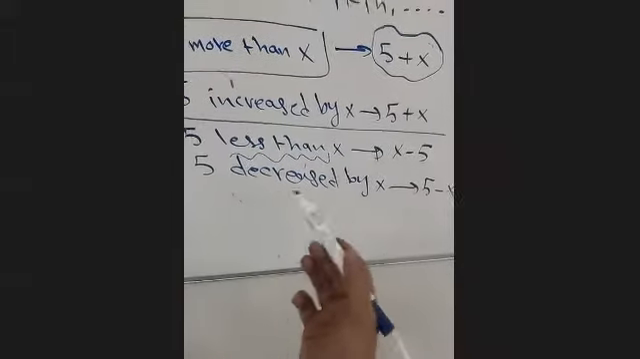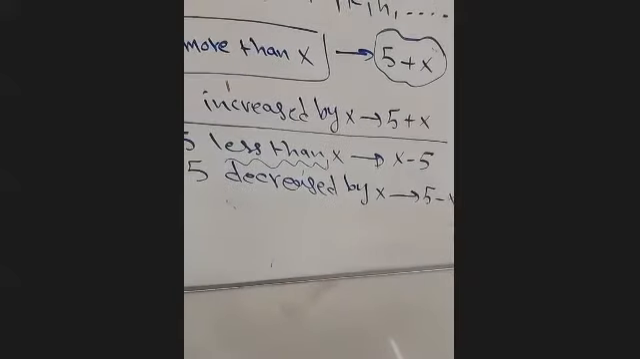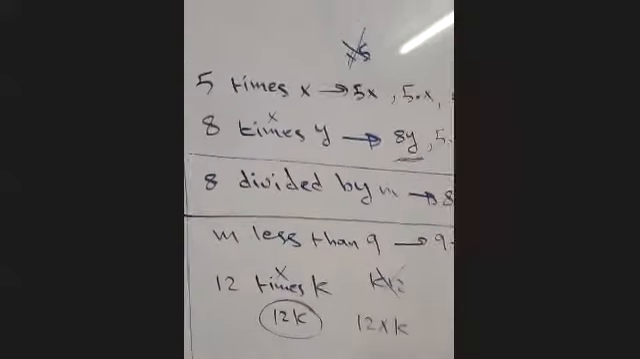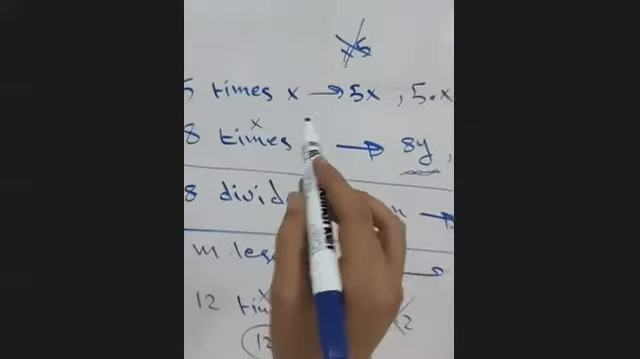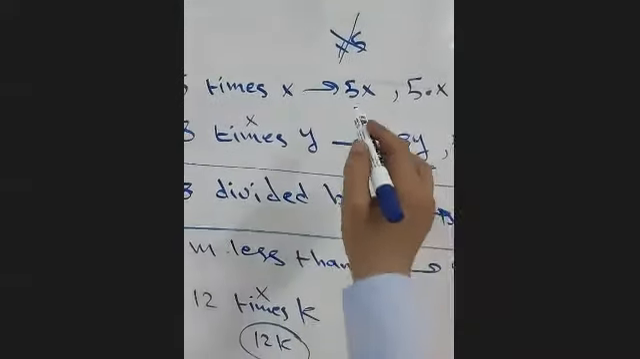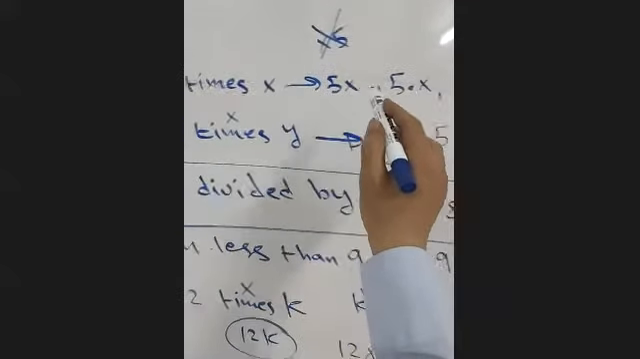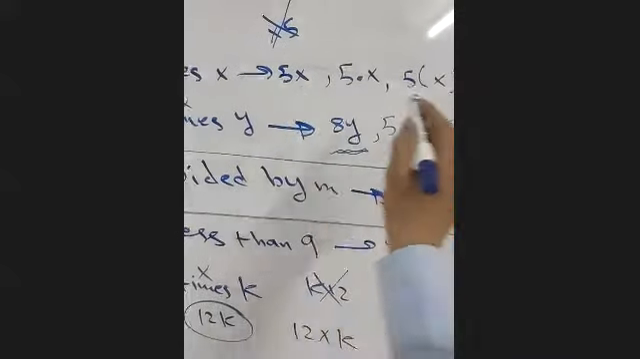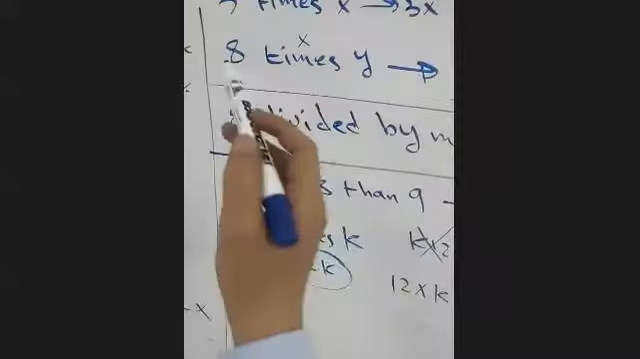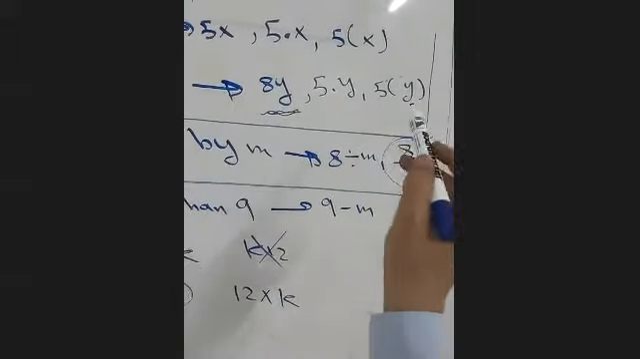When I say 5 decreased by x, I'm also talking about subtraction. Now the multiplication, guys: we say 5 times x. How do we write it? We write it 5x. Nothing between them, between the number and the variable, nothing. Or we can say 5·x, or 5 with a bracket with x. These are called multiplications. 8 times y, for example, 8y, 5y, 5 multiply y.